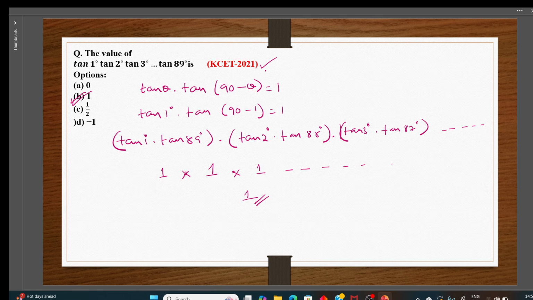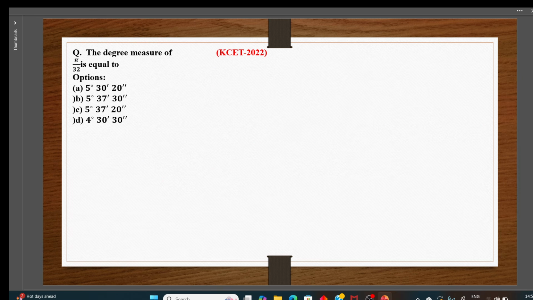This question is from KCET 2021. Next question, from KCET 2022. The question is: the degree measure of pi by 32 is equal to what? So pi by 32 means 180 by 32.